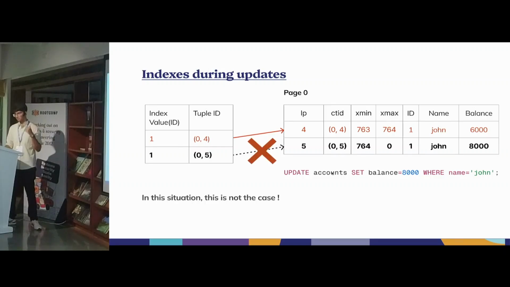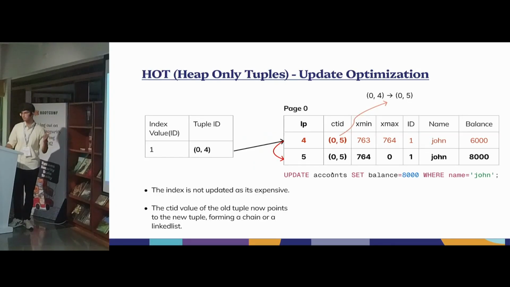But the thing is, this is not actually what happens under the hood. This is actually not done in Postgres due to something called heap only tuples, right? And before I explain the term heap only tuples, let's see what Postgres actually does. And this is an optimization Postgres does.